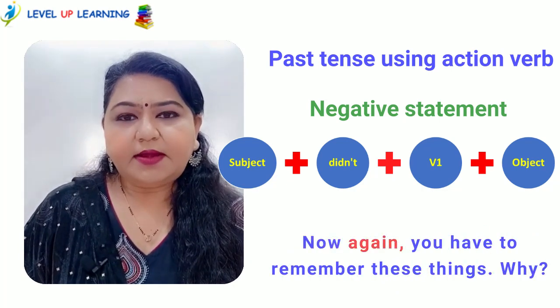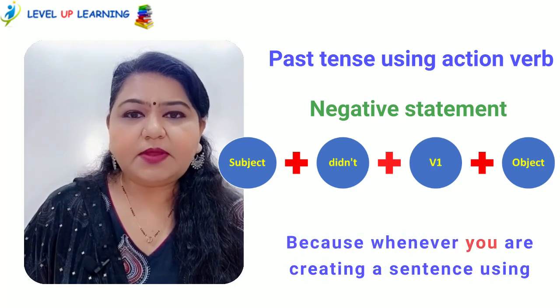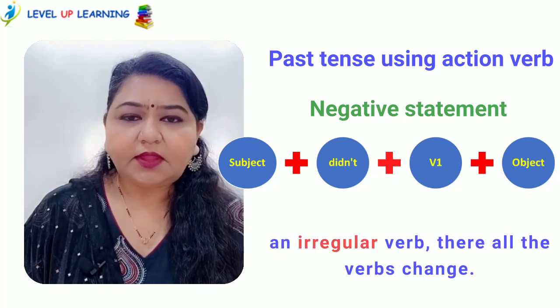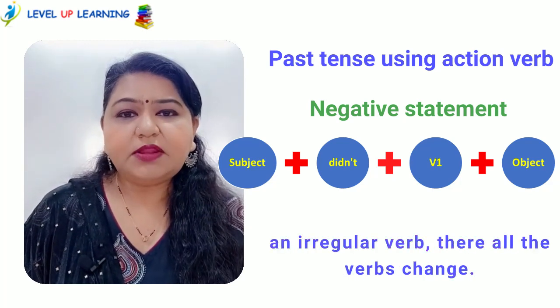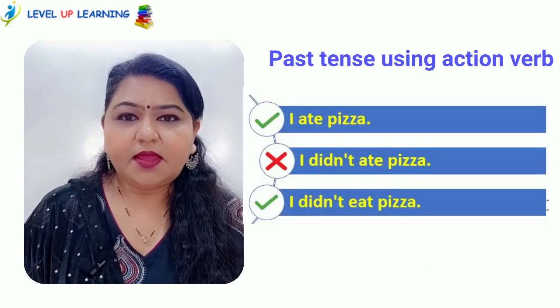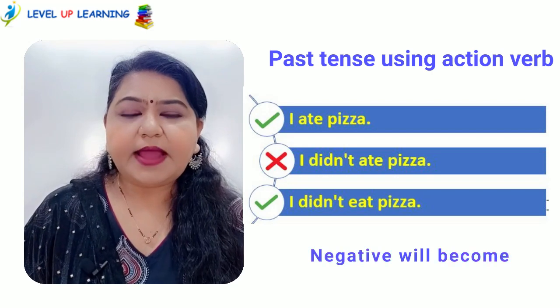Now again you have to remember these things. Why? Because whenever you are creating a sentence using an irregular verb, all the verbs change. For example, eat, ate, eaten. I ate pizza, positive. Negative will become I didn't eat pizza.